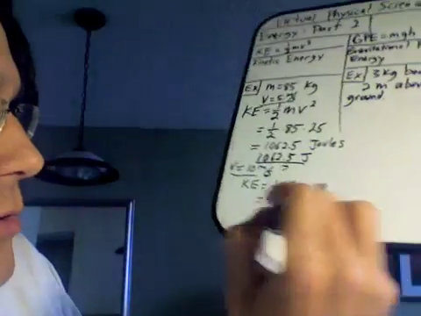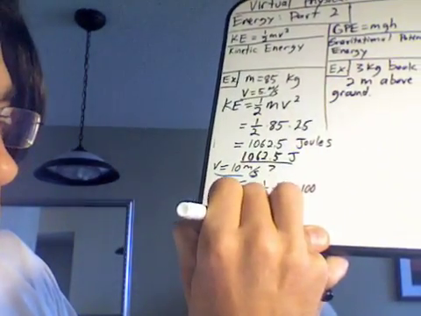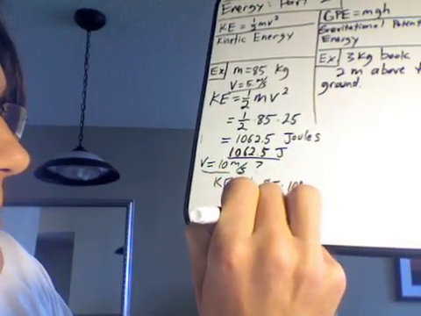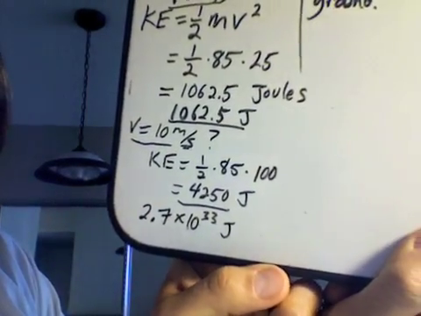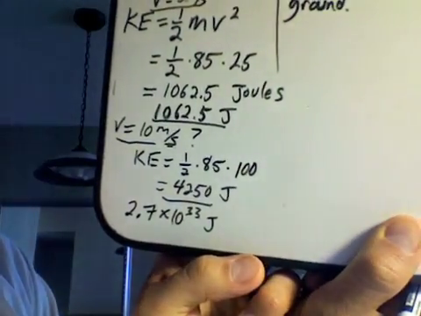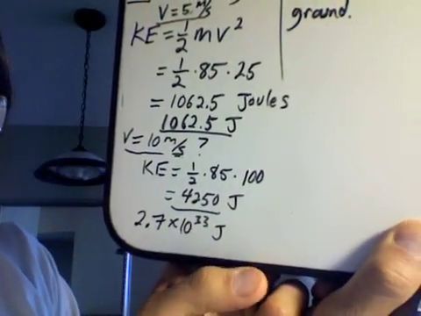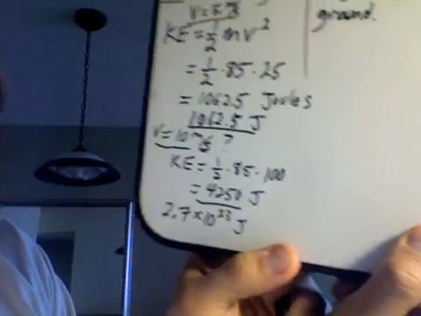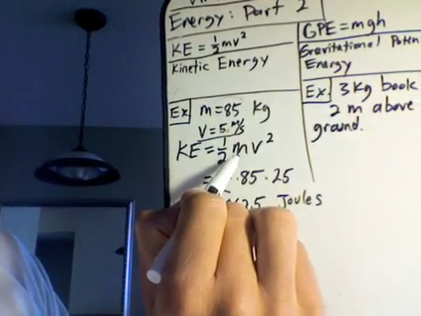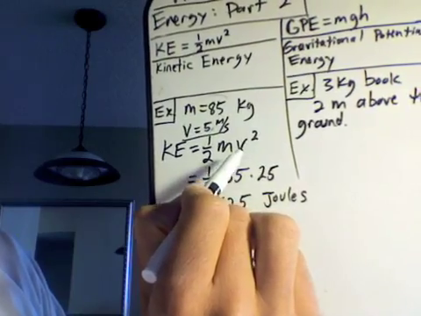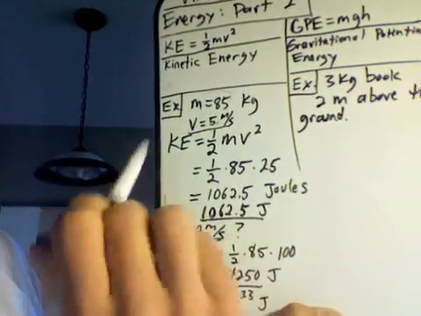Just an interesting side note, the Earth moving around the Sun has a lot of kinetic energy. 2.7 times 10 to the 33rd joules. Right, the Earth is big and it's moving fast. The bigger something is, the more massive it is, the more kinetic energy it's going to have. The faster it moves, the more kinetic energy it's going to have.